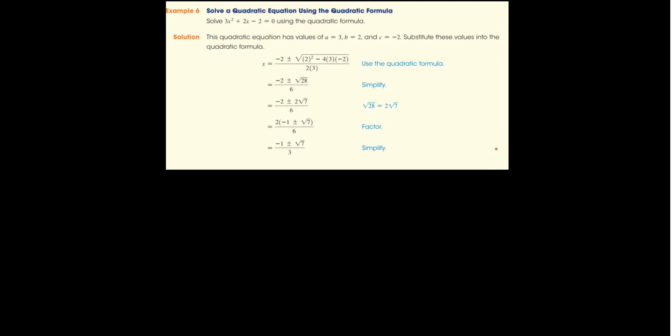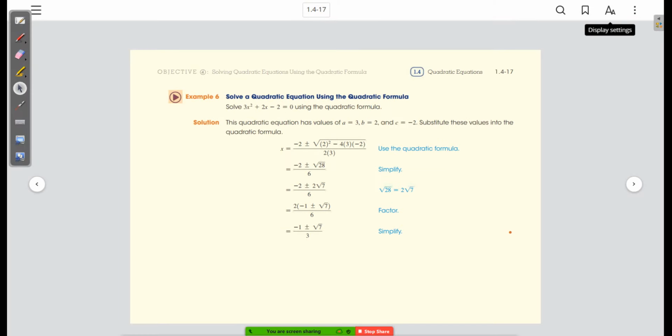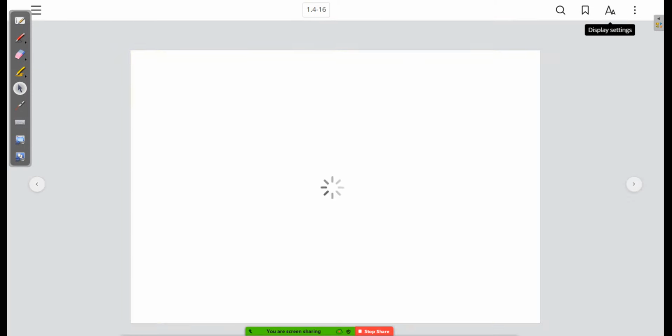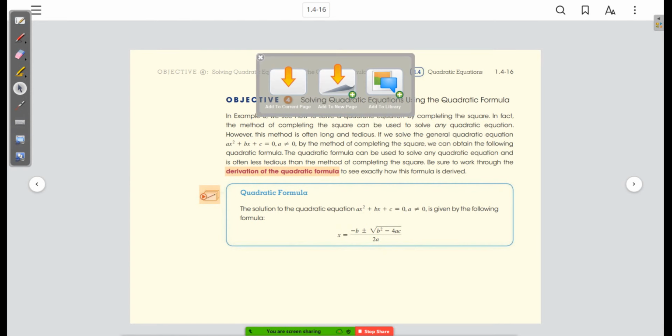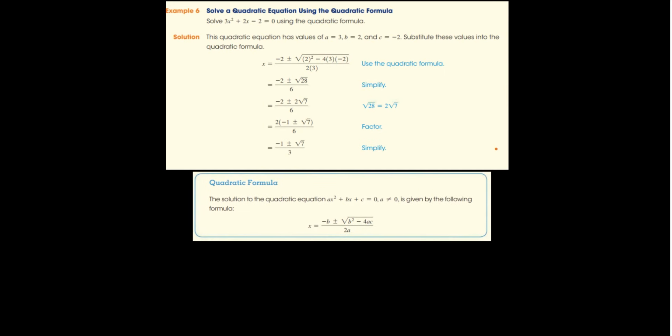So I'll read along with this. I just don't feel like writing it out. The quadratic equation has values a equals 3. There's the 3. b is equal to 2. c is equal to negative 2. Substitute these values in the quadratic formula. And for the sake of this, I'll go ahead and snip the quadratic formula from the previous page right underneath it so we can follow along.